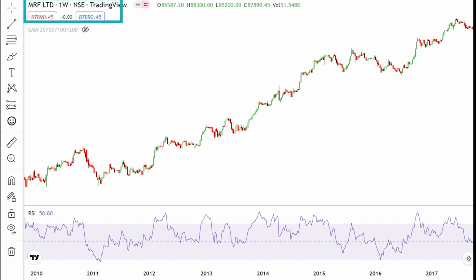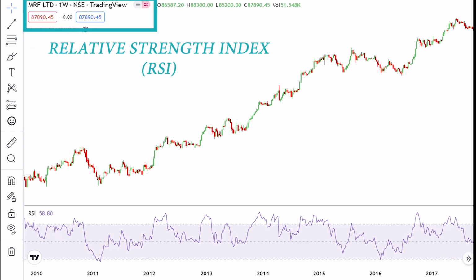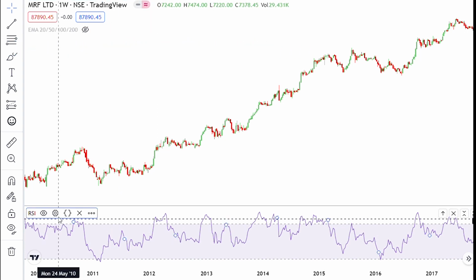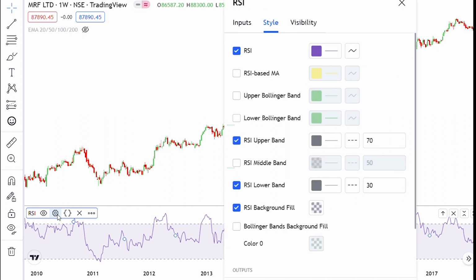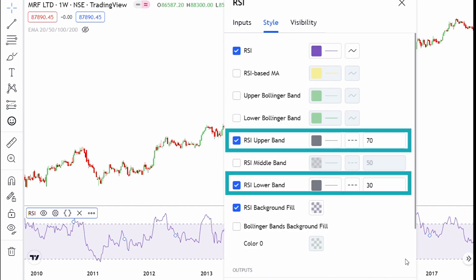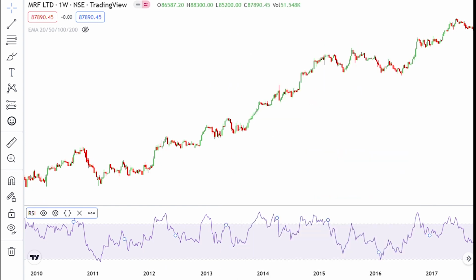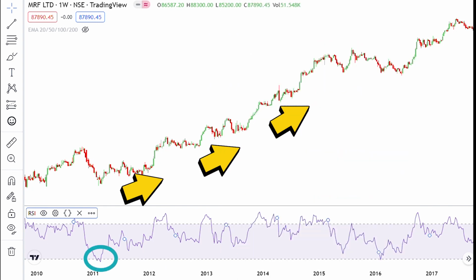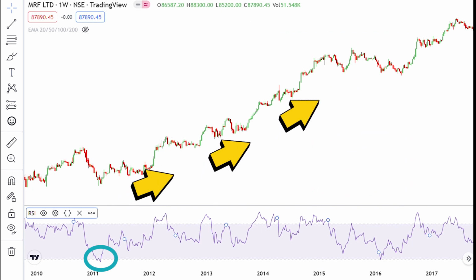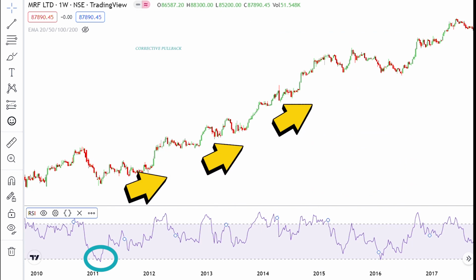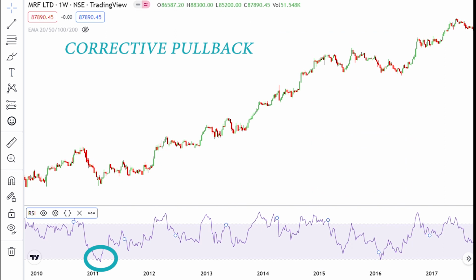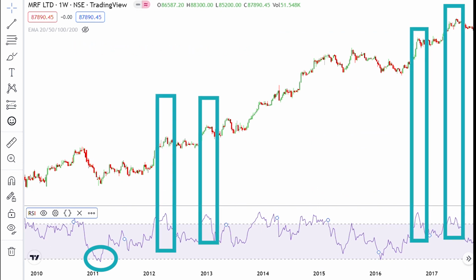Let's take an example of this chart to understand the concept of the relative strength index. First, I will open the settings and choose the RSI upper band and lower band levels. I am defining them as 70 and 30. In this chart, you can see that when the RSI hits 30, the price moves up. And as I said earlier, RSI may also indicate corrective pullbacks. So in this chart, you can see that when the RSI is in the overbought region, there is a corrective pullback in price.